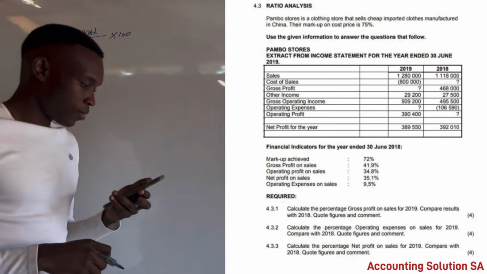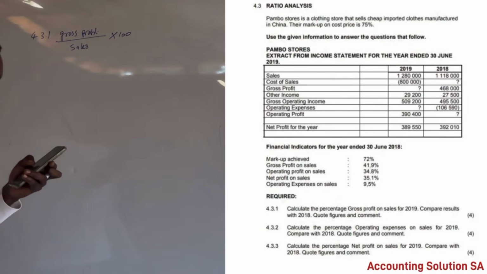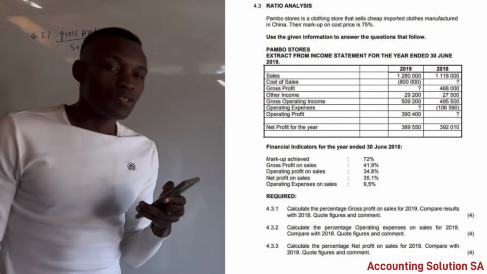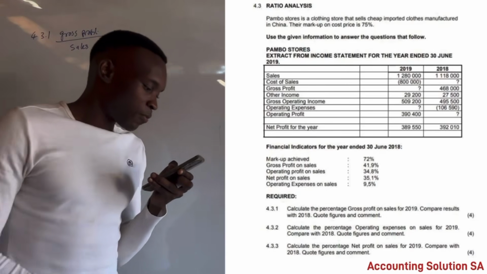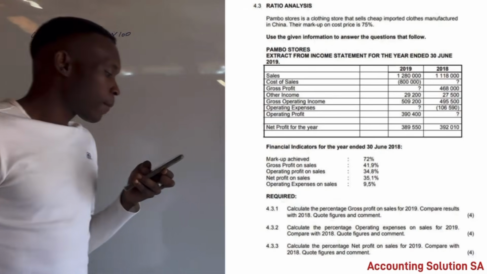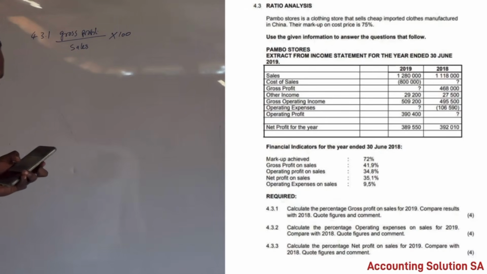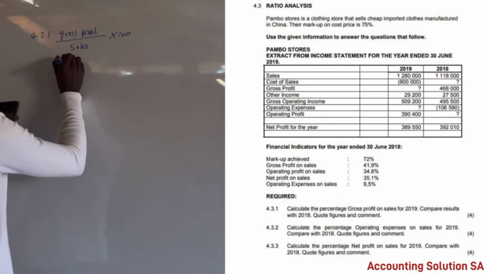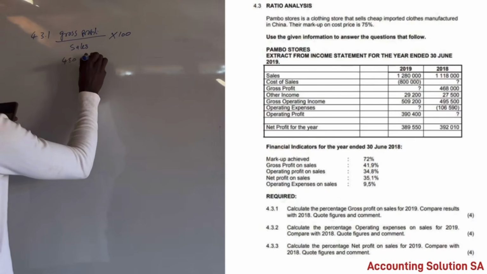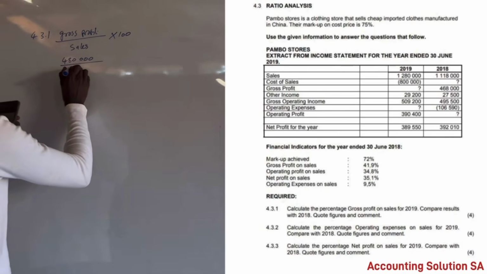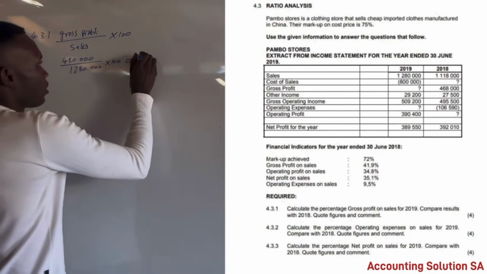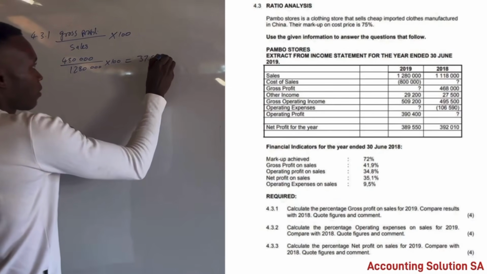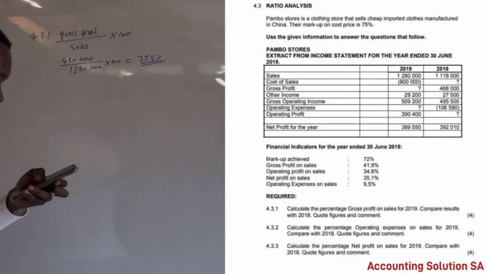Okay, now let's take the gross profit. In this case, gross profit is not given, but it's simple to calculate because we know that sales minus cost of sales is gross profit, which means you have to take 1,280,000 minus 800,000. Then it's going to give you a gross profit of 480,000. And our sales were given. We just have to divide by 1,280,000 and multiply by 100 so that we can get the percentage. Then the percentage is 37.5%.